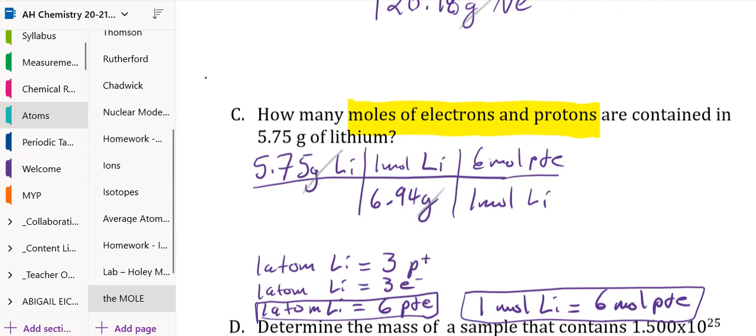Just like if we have 1 dozen students, we'd have 2 dozen eyeballs. If you have 1 mole of a substance, you can count the moles of subatomic particles. So 1 mole of lithium would contain 3 moles of protons and 3 moles of electrons. Yeah, we don't have to convert it to the 6.9 grams.